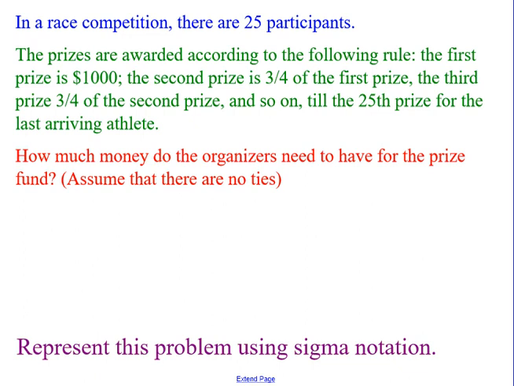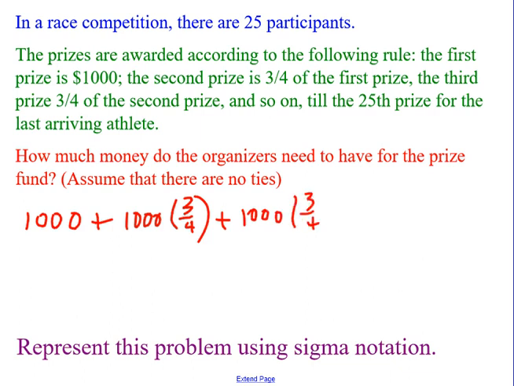So hopefully you can see that this is a geometric series because we need to figure out the total prize money they need. The first amount that they need would be the $1,000 for first place. And then second prize is 3/4 of that. So you could calculate it, or we can say that's going to be 1,000 times 3/4. And then for third place, we're going to take that second place amount and multiply by 3/4 again, which is doing the 3/4 squared.